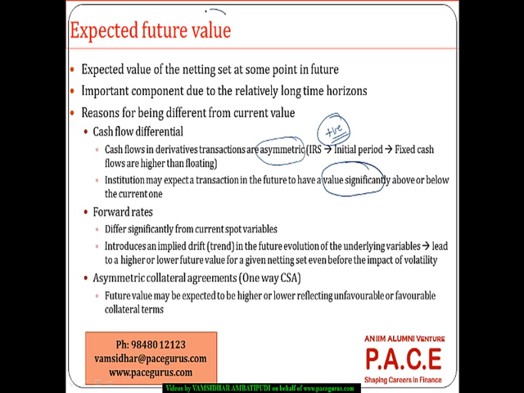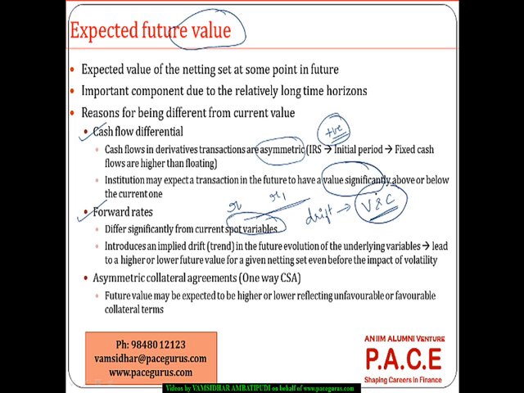So the future value will not be the same as the current value because of one aspect which is driven by the difference in the cash flows. And the second is with respect to the rates. Okay, today the interest rate could be R, but in the future it might be R1, and that too we are talking of very long-term contracts. So compared to the spot variables, the future variables could differ quite drastically, which means there is a possibility of drift also being added instead of just looking at the volatility and correlation between the variables.